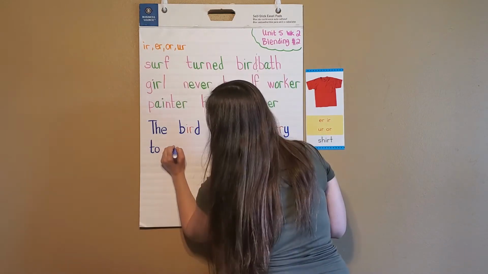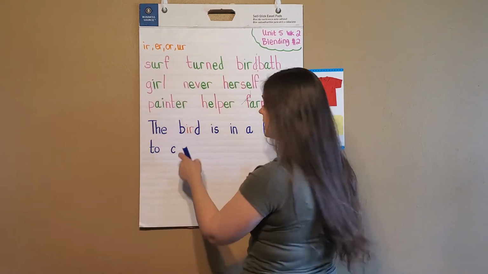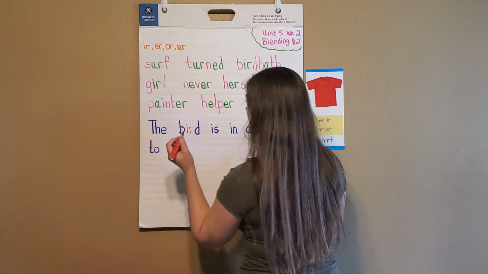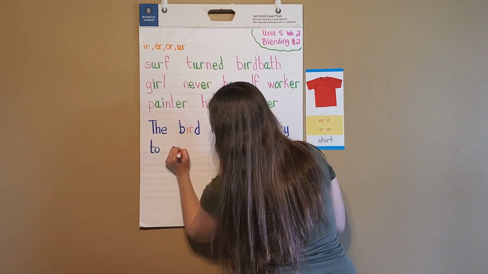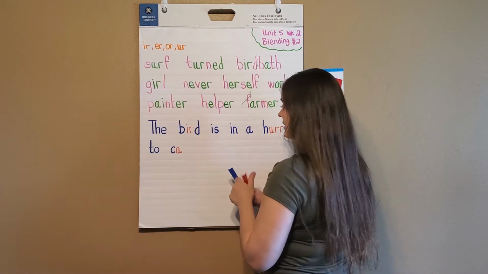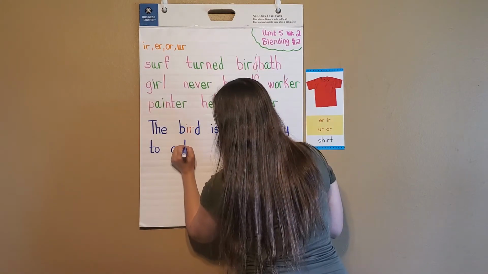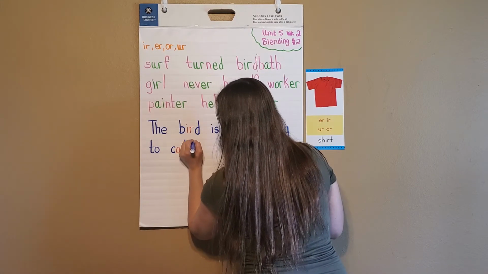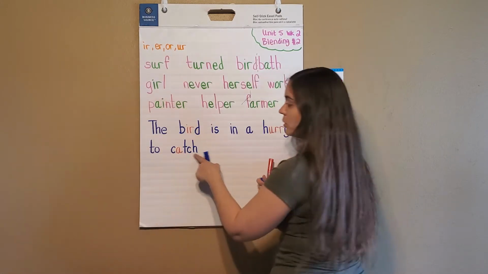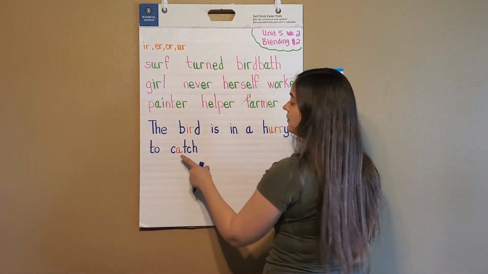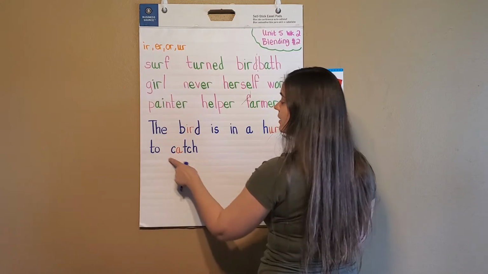To. C says ka. Short A, and then TCH works together to say cha. Ka, at, cha, catch.